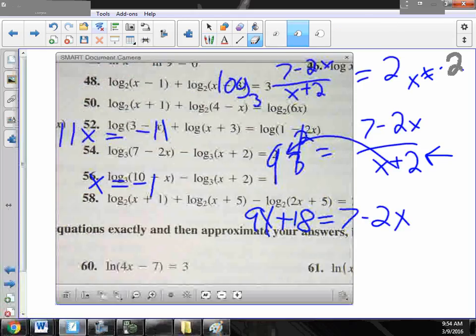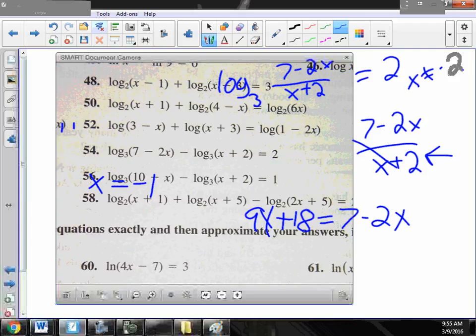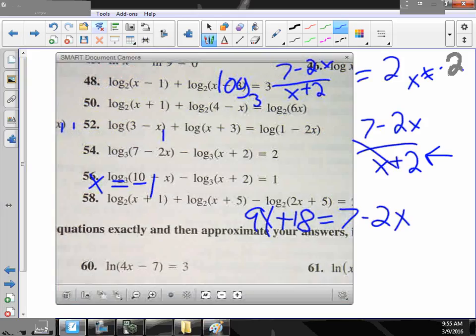So now I have to look back at, what problem are we doing? 54. So I just need to double check, is -1 going to be a problem? That would be 7 plus 2 is 9, that's okay. And that would be -1 plus 2, which is 1, that's also okay. So x equals -1 is the answer.